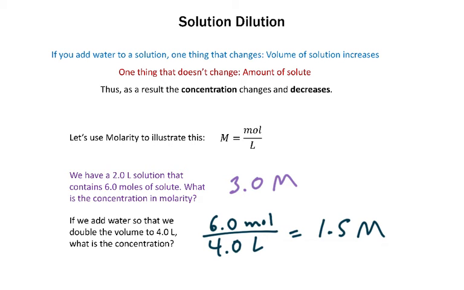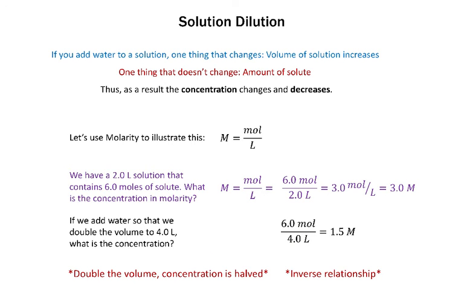All right, so let's look at what we just did. If we doubled the volume, the concentration was halved, went down by a factor of 2. There's an inverse relationship. Now, the number of moles was constant, right? But the volume changed and the concentration changes inversely according to that. Now, the fact that the moles doesn't change is important, and we're going to use that to derive an equation called the dilution equation.